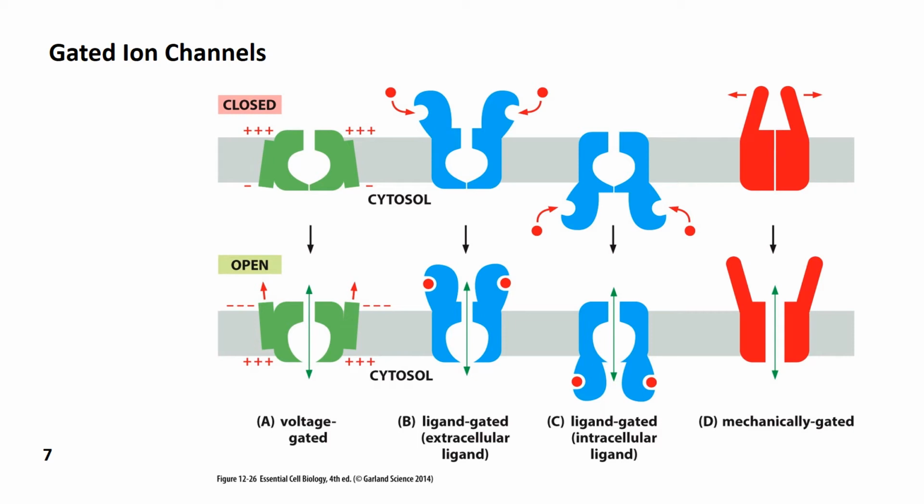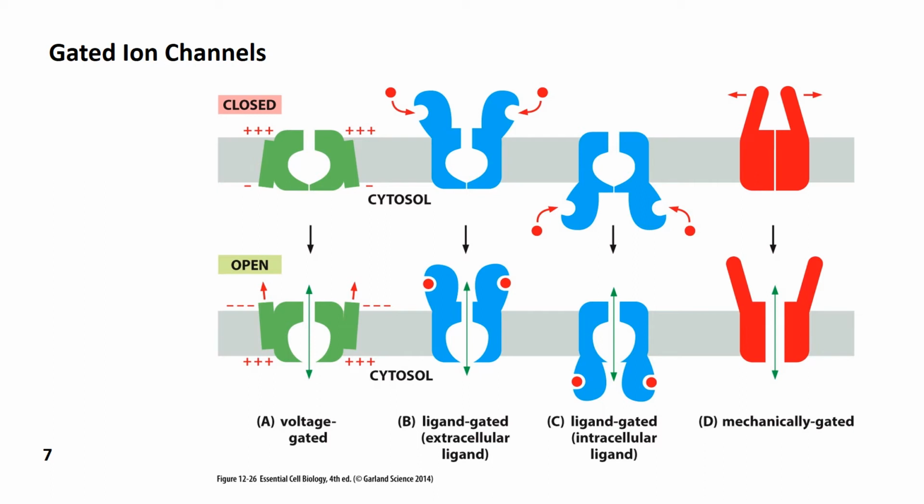In the middle, panels B and C demonstrate that ion channels can be opened or closed based upon the binding of some molecule. Ligand-gated channels can have the ligands binding to the extracellular face of a channel or the intracellular face of a channel. In either case, molecular binding causes a shape change that opens or closes a ligand-gated ion channel.